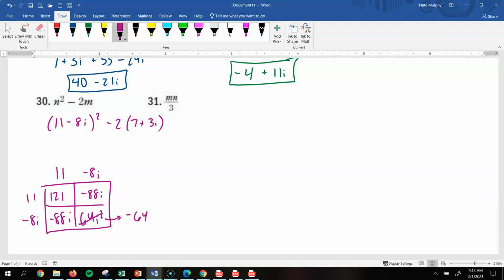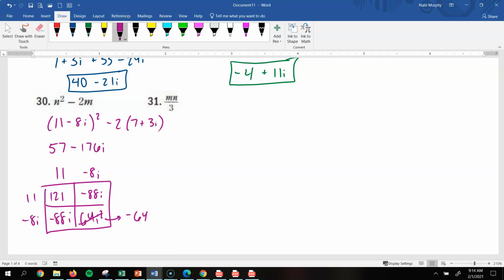All right, now we're going to combine like terms. So 121 minus 64, well, that's 57. So this will be 57. And then negative 88 plus negative 88 would be negative 176i.